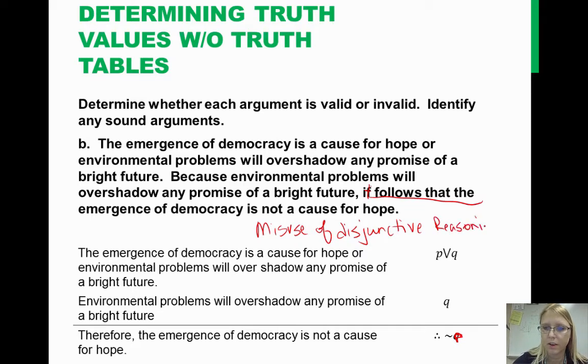So it is not valid. It's a fallacy. Okay? Now let's look at the next example.